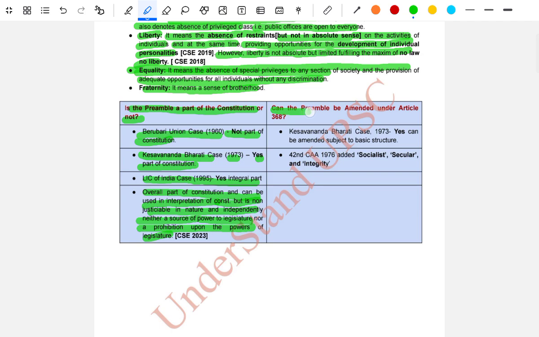Can the preamble be amended under Article 368? Kesavananda Bharati Case 1973: yes, it can be amended, subject to the basic structure. The 42nd Constitutional Amendment Act 1976 added the words socialist, secular, and integrity.